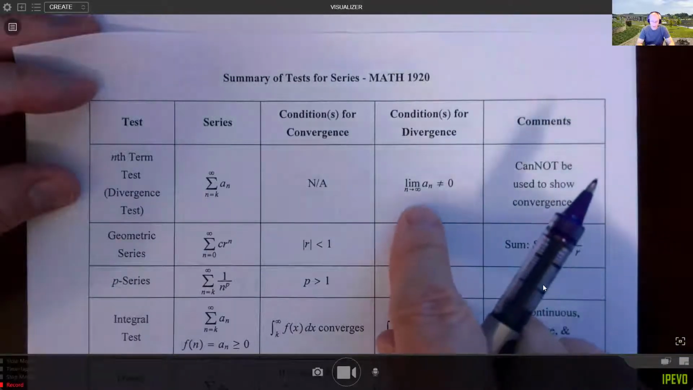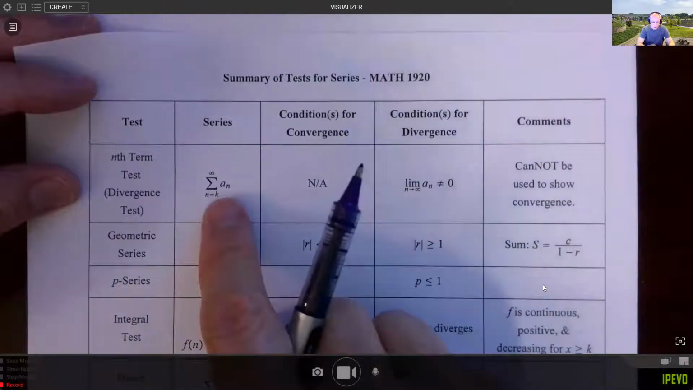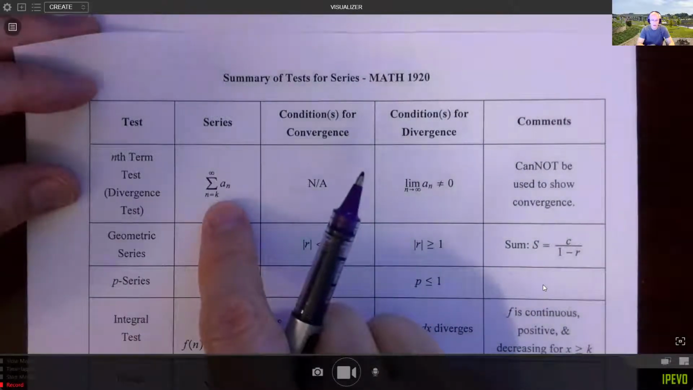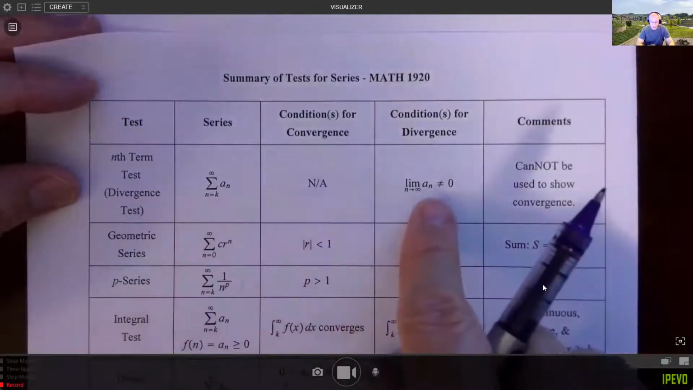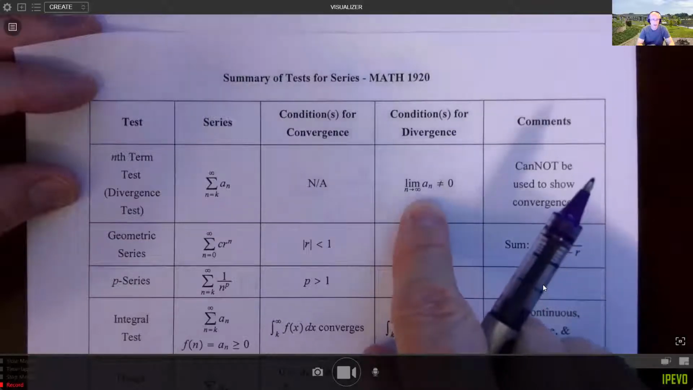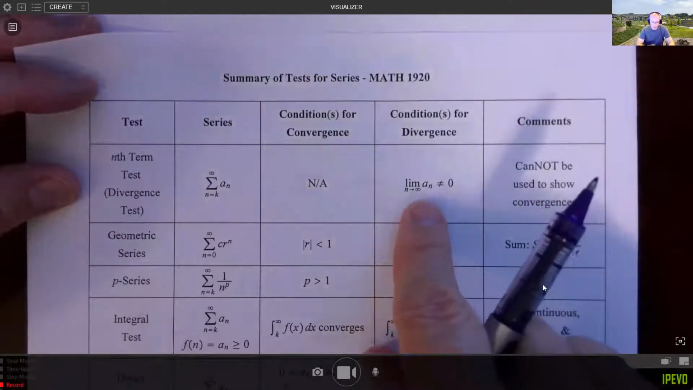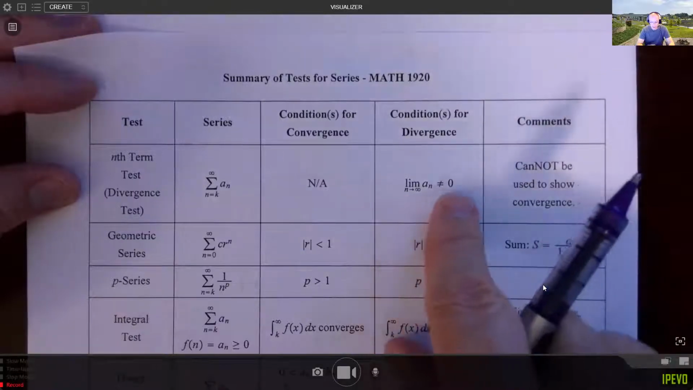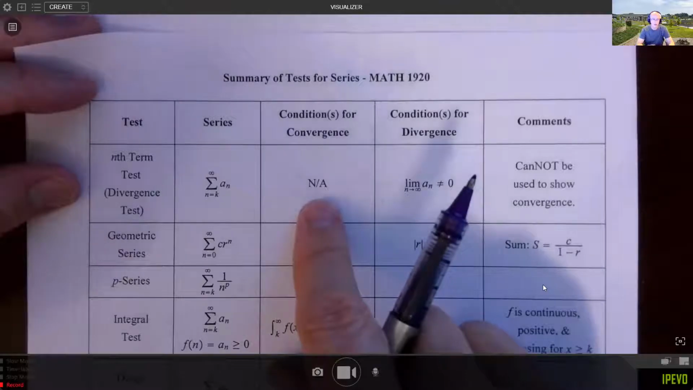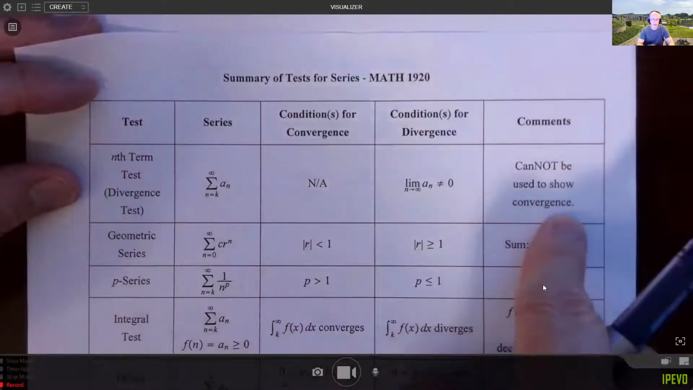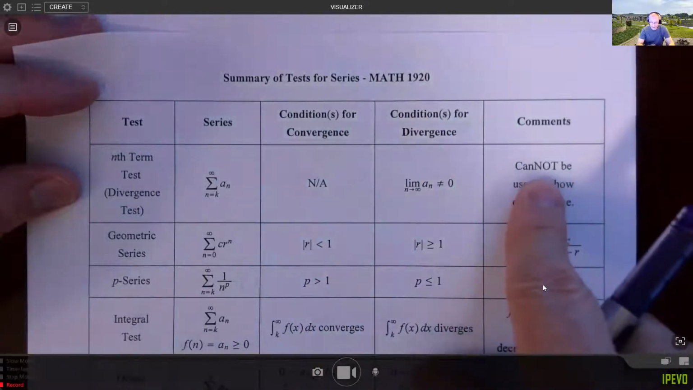And the reason is, if you think about it, if we're not going to zero, then we're adding up an infinite number of values that are not equal to zero. There's no chance for the series to be convergent. Keep in mind that just because the limit as n goes to infinity of the a sub n's is zero, that doesn't mean we have convergence. Notice there's nothing here about convergence. We cannot prove convergence with the nth term test. Very important. In fact, we have here a comment, cannot be used to show convergence.